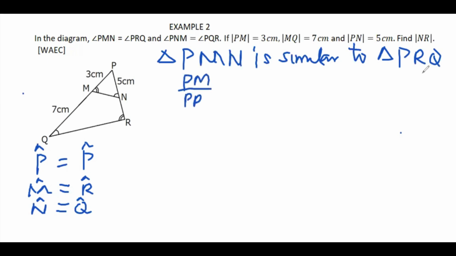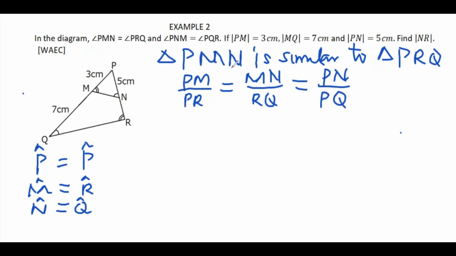PM ratio PR equals, choose another side here, we can choose MN, MN ratio RQ, equals, which side are we to choose here? Side PN ratio PQ in the second one. So just choose it. If you choose the first two letters here, take the first two letters there. The second and third, second and third. First and third, first and third. So we have this equation now.